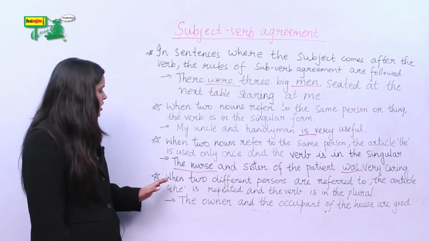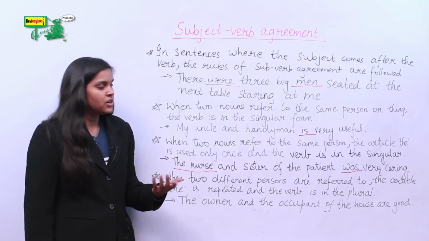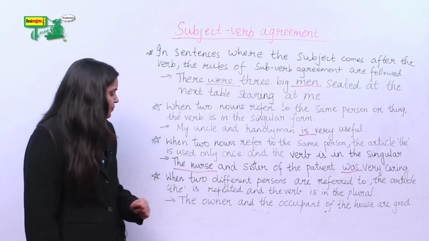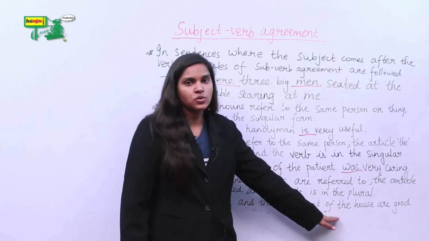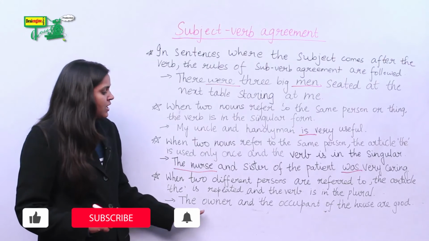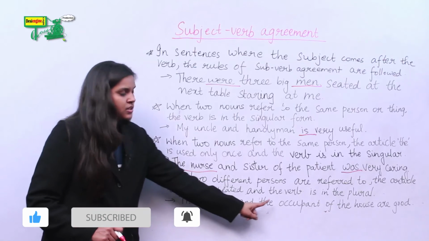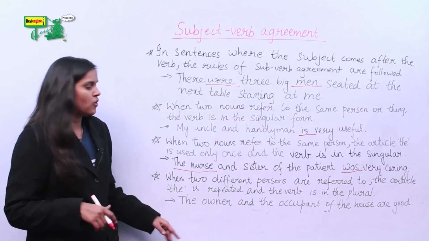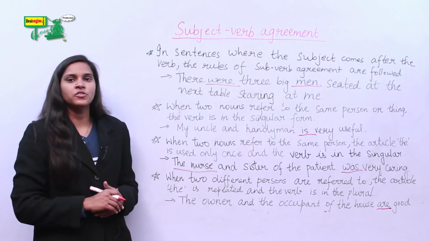Next rule is, when two different persons are referred, the article the is repeated and the verb is in the plural form. That is, the owner and the occupant of the house are good. Here we are talking about two different persons. Therefore, the article the is repeated here. The owner and the occupant. And the verb that is used is in the plural form. That's why we are using are instead of is.